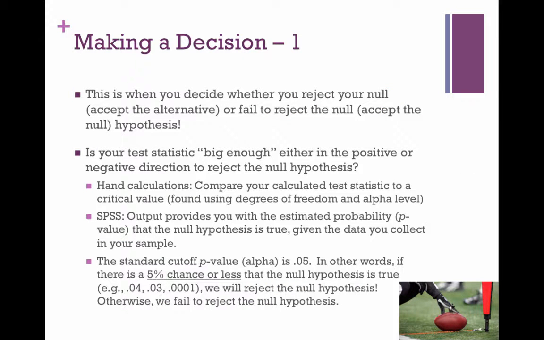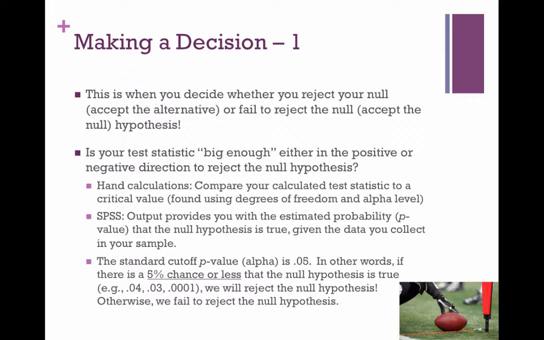So once you've run your test statistic and you have it, you then make a decision. And this is when you decide whether or not you reject the null hypothesis, which is also known as accepting the alternative, or you fail to reject the null, or you're accepting the null hypothesis. And then you're really asking yourself, is your test statistic big enough, either in a positive or negative direction, to reject the null hypothesis? And so, making your decision.